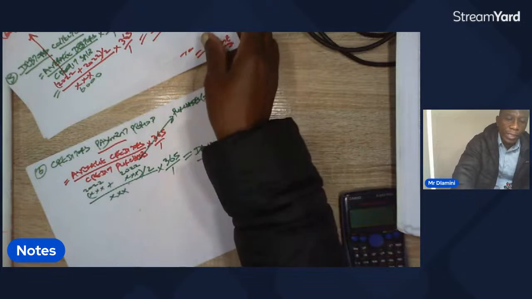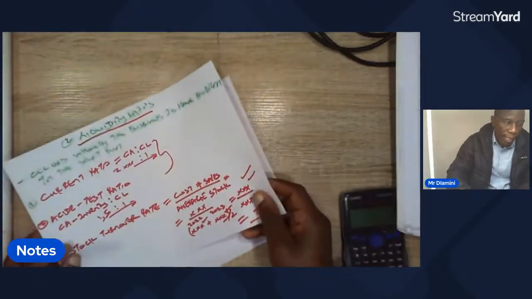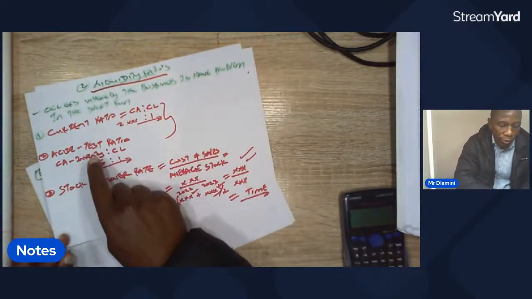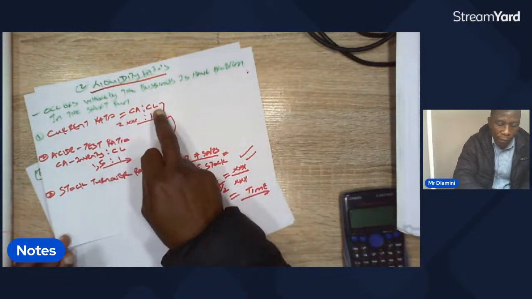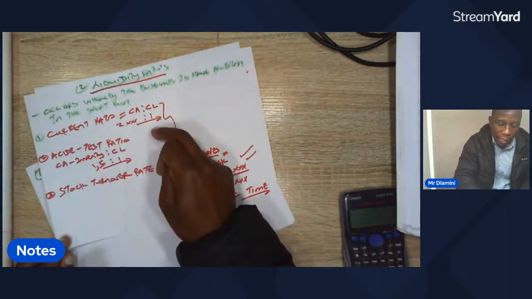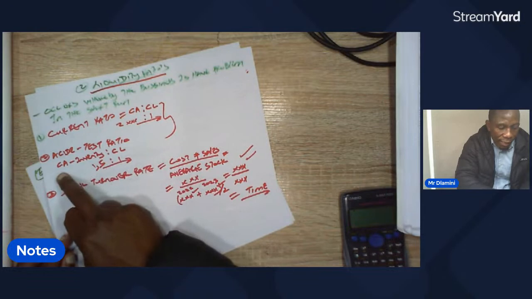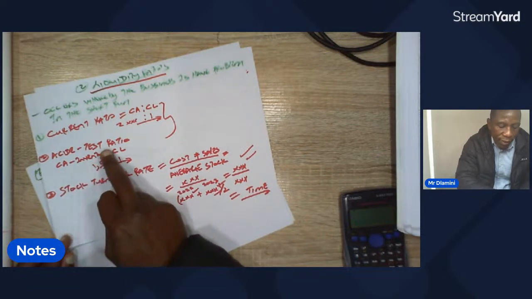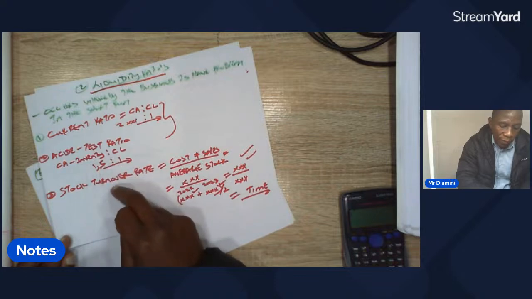Okay, then we are done with liquidity ratios. Remember, these ratios are under liquidity. Current ratio, acid test ratio. Current assets is to current liabilities, something is to 1. Then acid test ratio: current assets minus inventory is to current liabilities, so 1,5 is to 1.